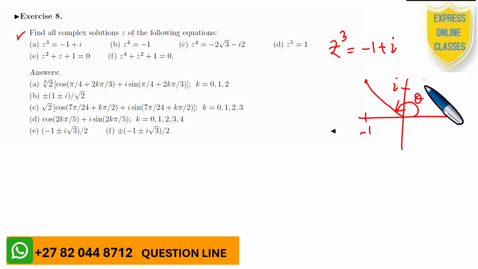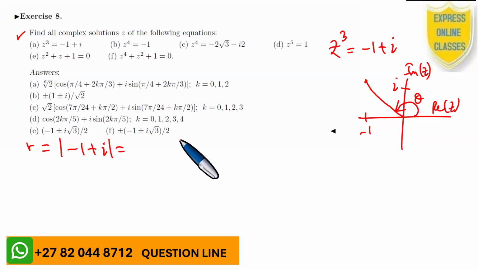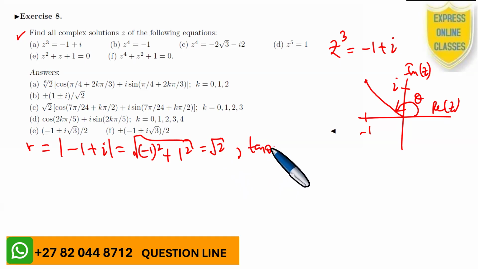And then you have this. Imaginary, then real Z. So now R becomes the modulus of minus 1 plus I, which is the magnitude, which becomes the square root of minus 1 squared plus 1 squared, which is the square root of 2. The tangent of theta is y over x. Y is 1, x is minus 1. So it's minus 1.